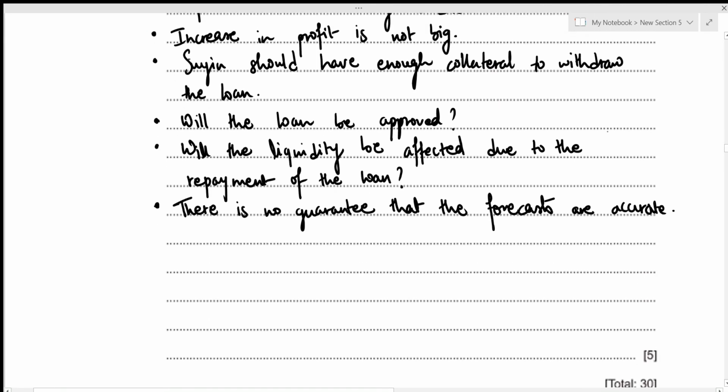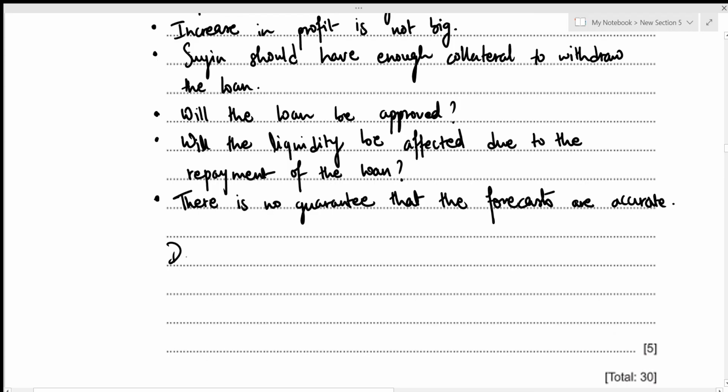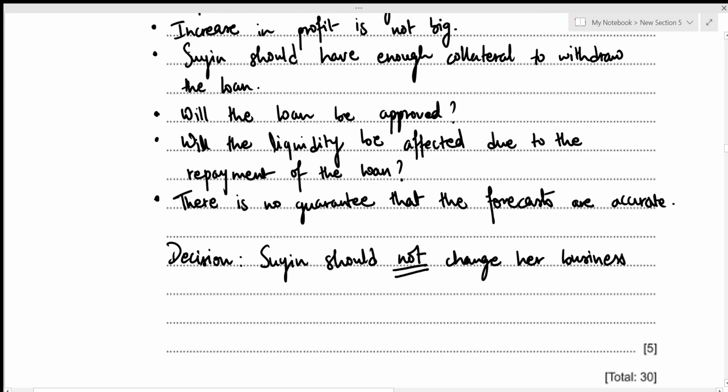Now we need to make a decision. We need to advise whether she should move her business or not. So considering all of the things that we just written down, I think that Suyin should not change her business's location. So that's going to be my decision. Suyin should not change her business's location. Alright, this concludes the sixth part, and this also concludes the first question in 2021 May-June paper 2-1.